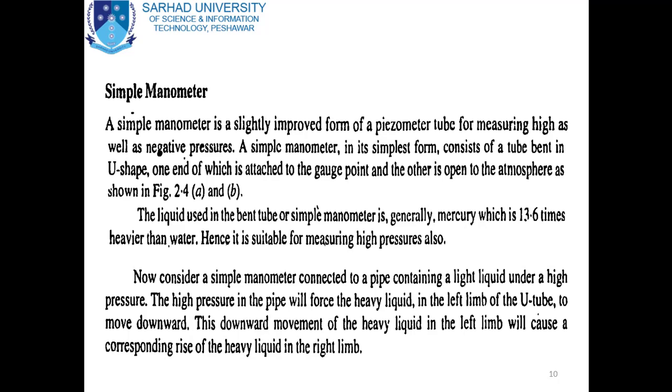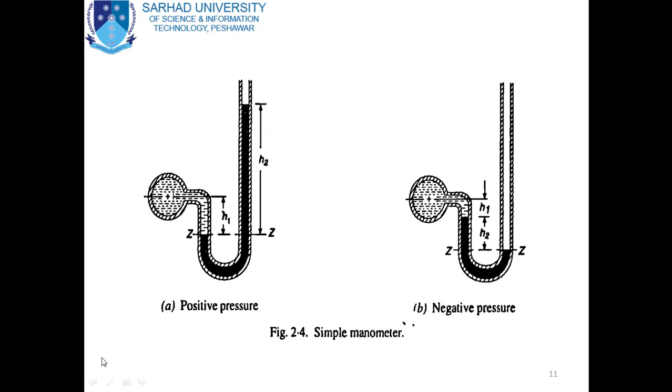So the liquid used in this bent tube is mercury, and the specific gravity of mercury is 13.6. This means that mercury is 13.6 times heavier than water, as the specific gravity of water is 1. So it is suitable for measuring high pressures.